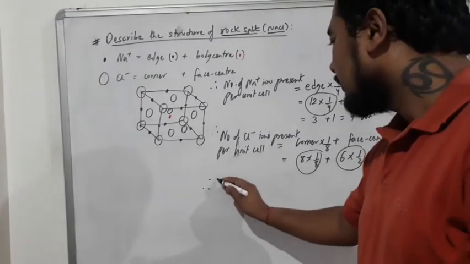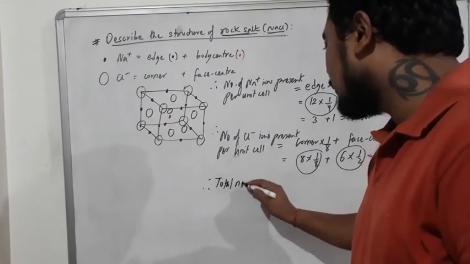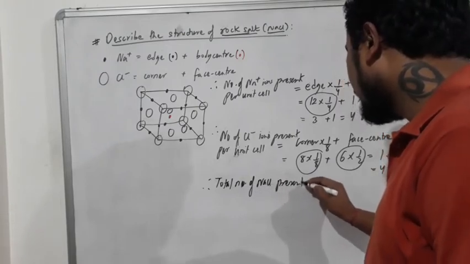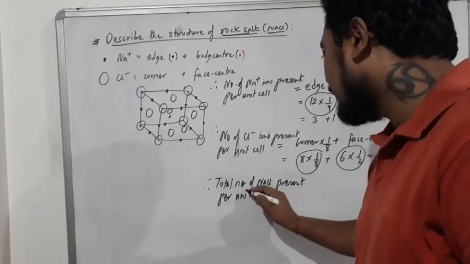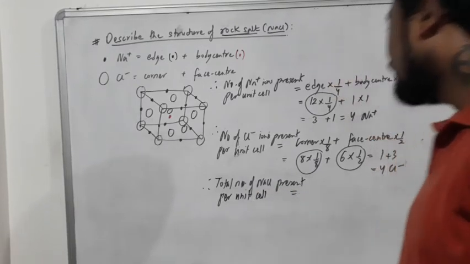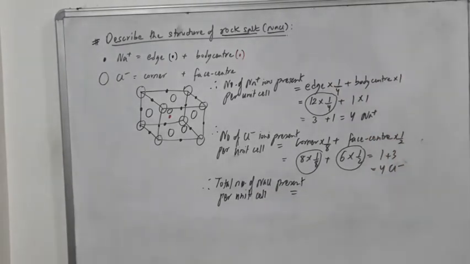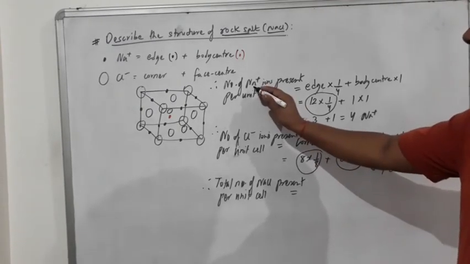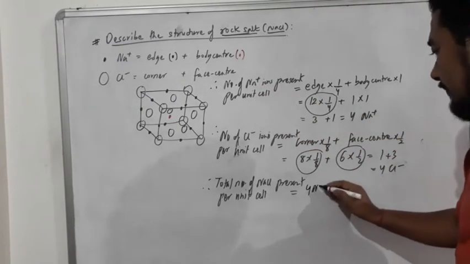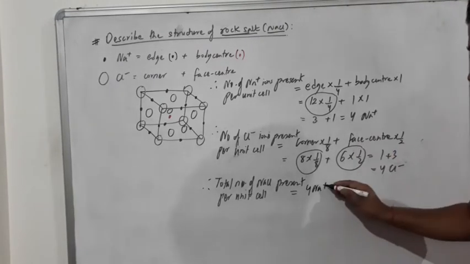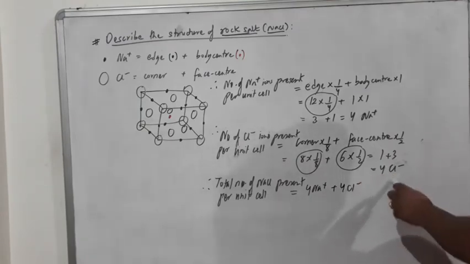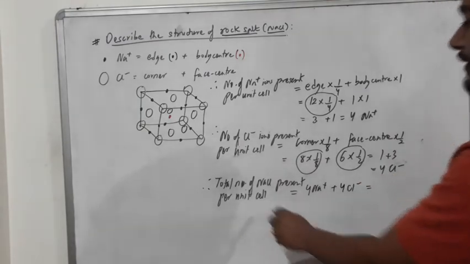Therefore, the total number of NaCl present per unit cell. Now we are going to find the total number of NaCl present per unit cell. So do remember, students, the total number of sodium ions present per unit cell is how many? 4, which I am writing from here. And the total number of chloride ions present per unit cell is how many again? 4, which I am writing from here. So what is the total number of NaCl present per unit cell?